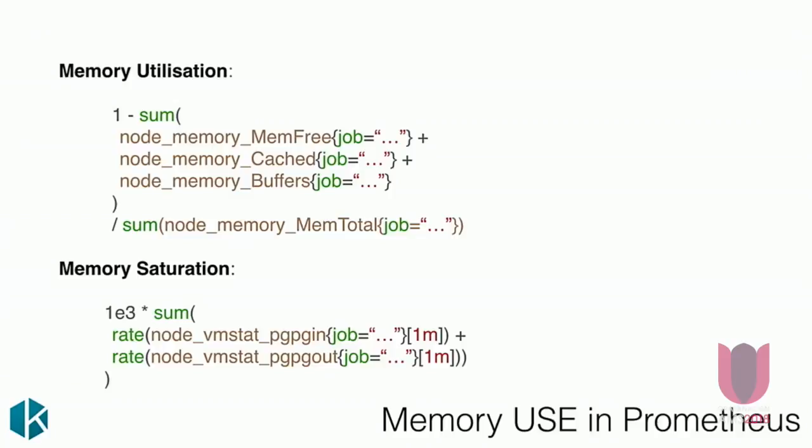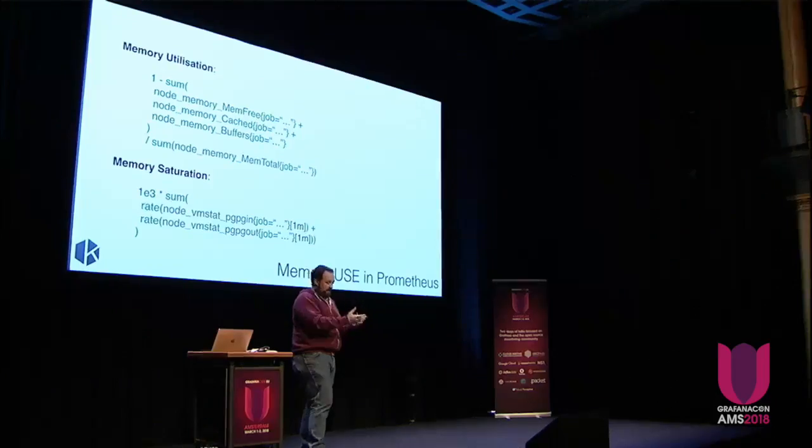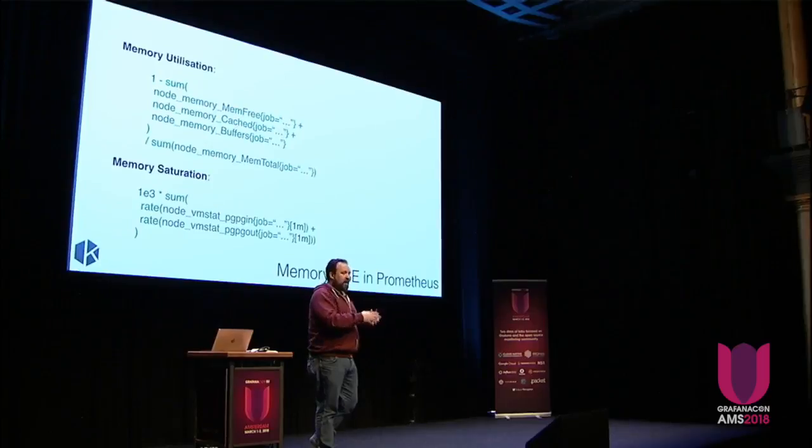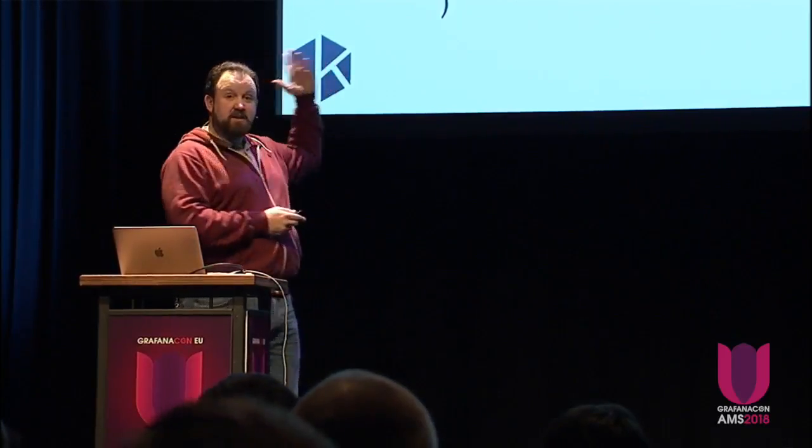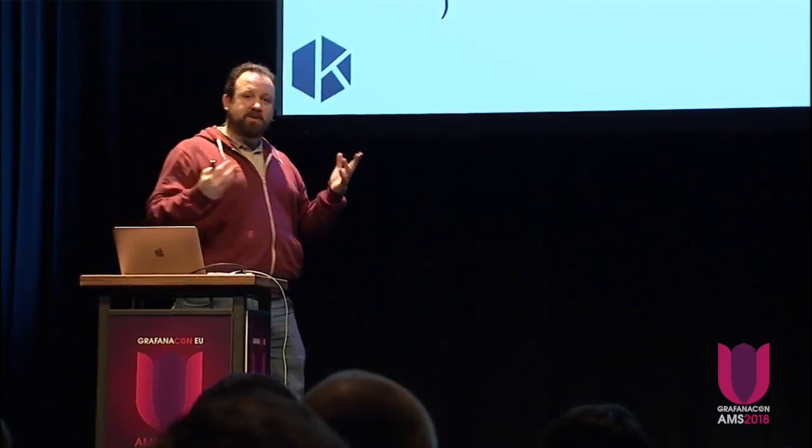And then saturation. Saturation of memory is kind of a weird one. Brendan suggests you look at paging in and paging out and the rate at which you're doing that. His idea being that a high rate of paging indicates oversaturation of memory. And you'll notice this one isn't normalized to 100% either. So this one kind of sucks. And again, no errors. What is a memory error?